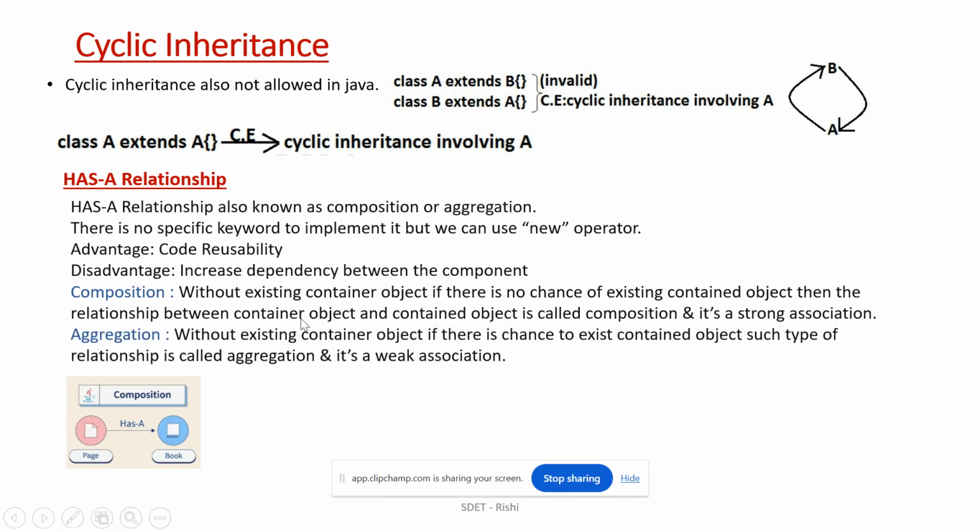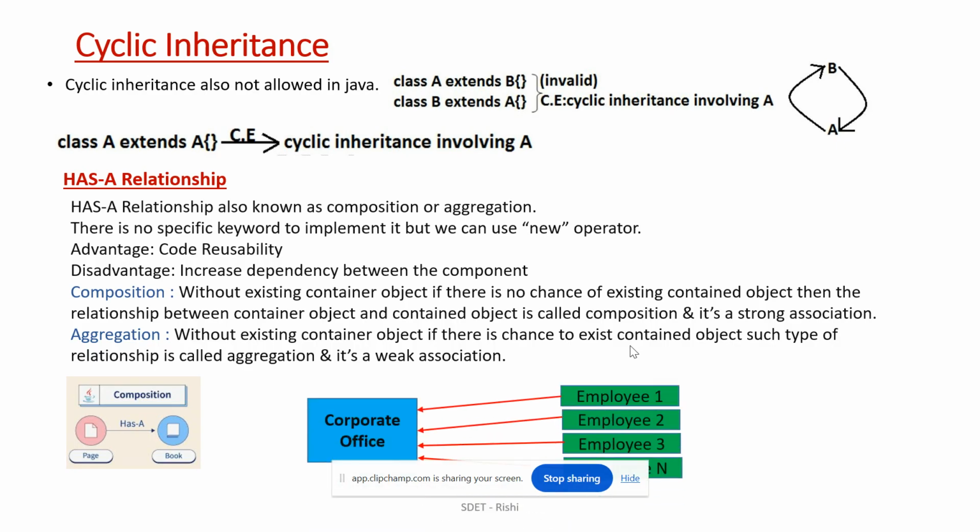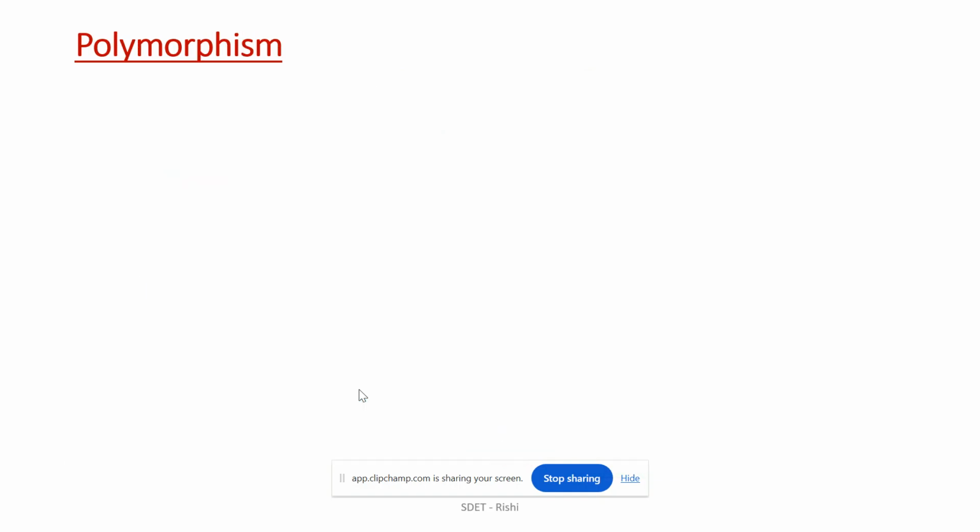And aggregation: if the container object can still exist without the contained object, we consider that aggregation, and it's a weak association. In the corporate office, if any of employees 1 to 3 wants to resign, the corporate office will still exist. So this is how composition and aggregation work, and this is how we can derive the has-a relationship. Okay, thank you so much.